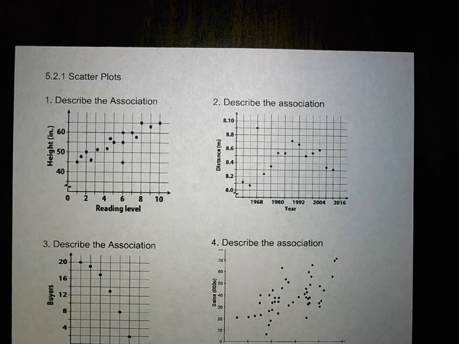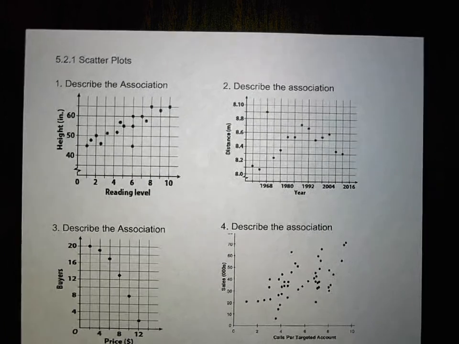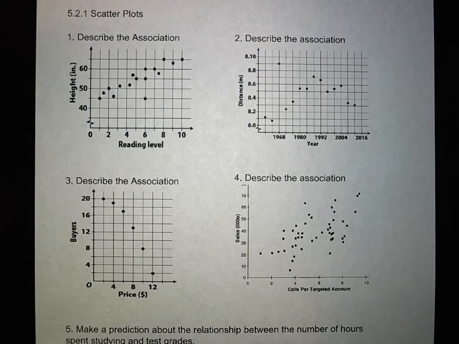So now let's put what we know about linear association into action. I've got some scatter plots, and I want to describe the association. When I describe association, what am I saying?